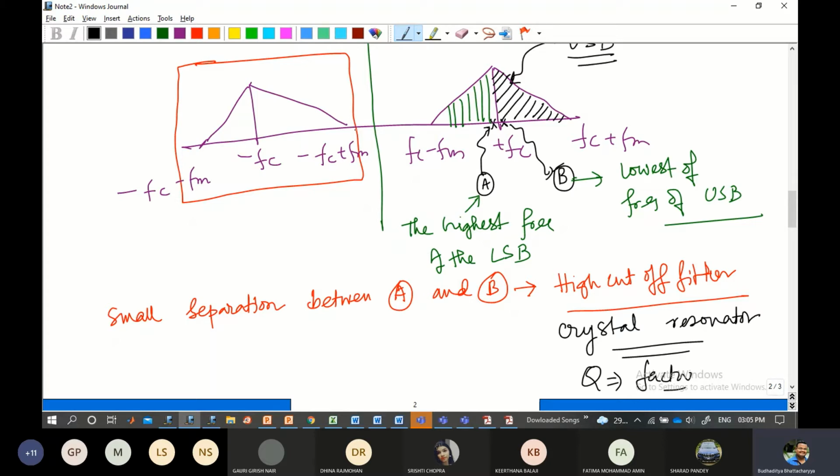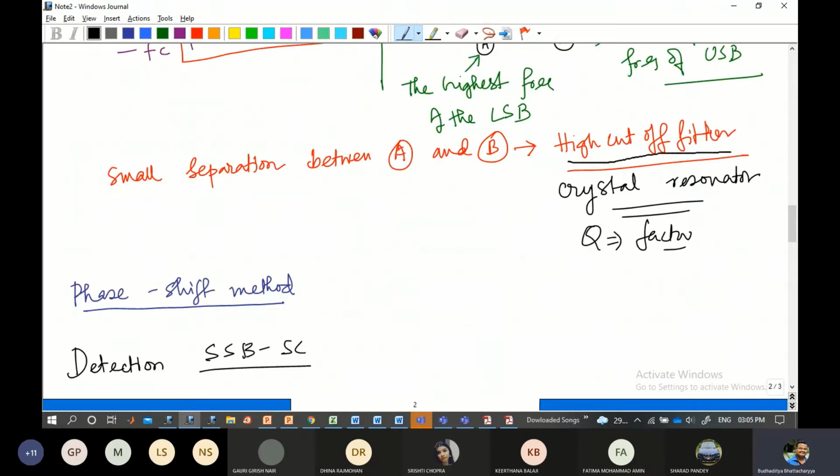That means that both of these points, A and B, which I mentioned, are very close to each other. So the problem is that we will always require a very high cutoff filter. From the design aspect, that needs a crystal resonator with a very high Q factor, which is very impractical. I won't say it's not possible, but it's a wastage of money. It won't be a cost effective solution at all.